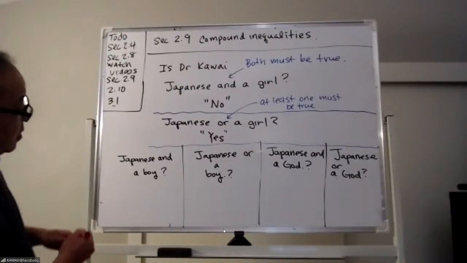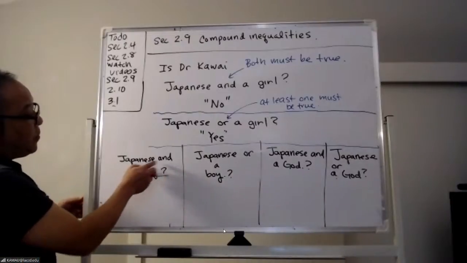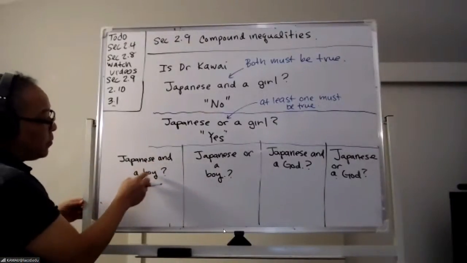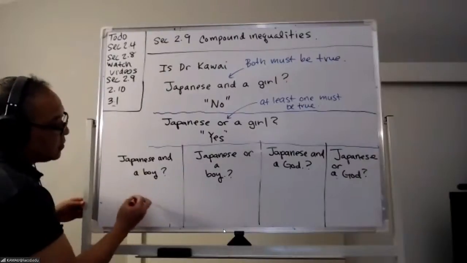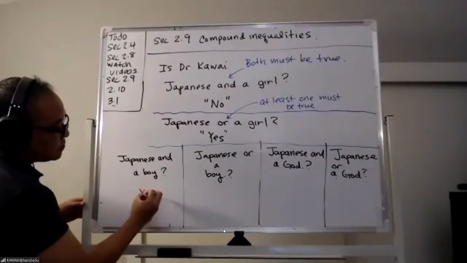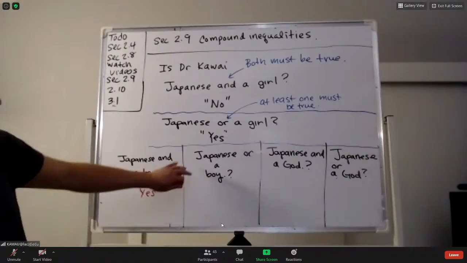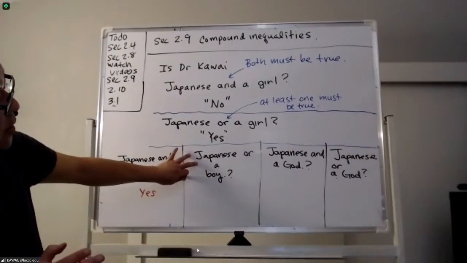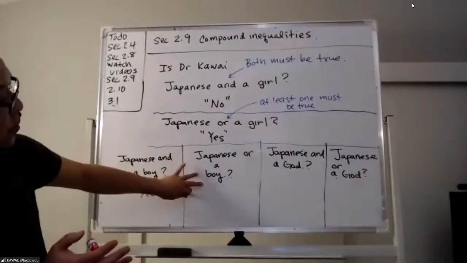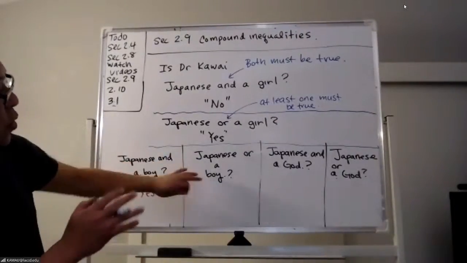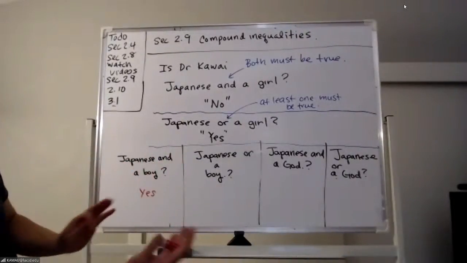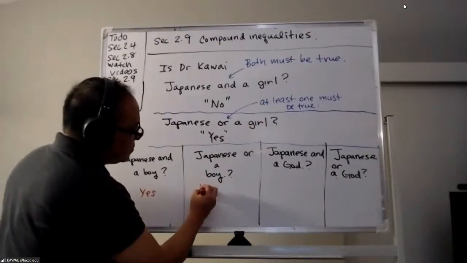Okay. Am I both of these? Am I Japanese and a boy? I am both of these, so this is a yes. Okay. Now, or means at least one. Am I Japanese? Yeah. Am I a boy? Yeah. So at least one of these is true. In fact, both of these are true, so this is a yes.